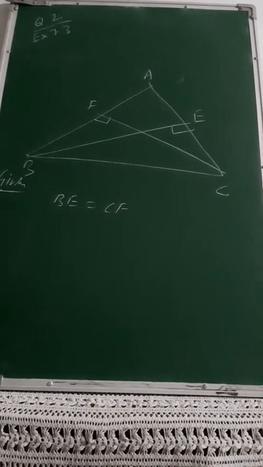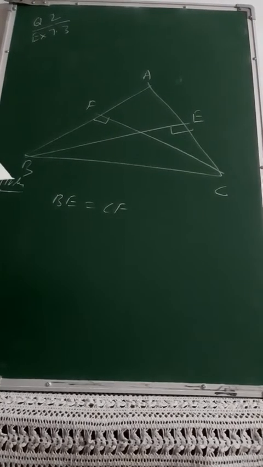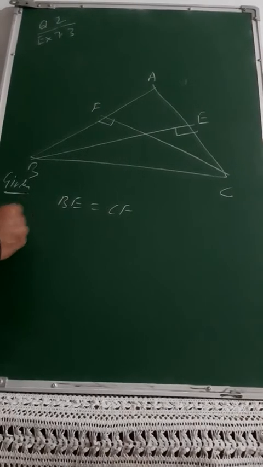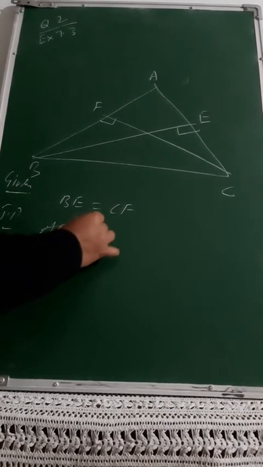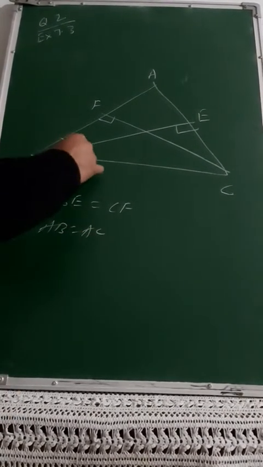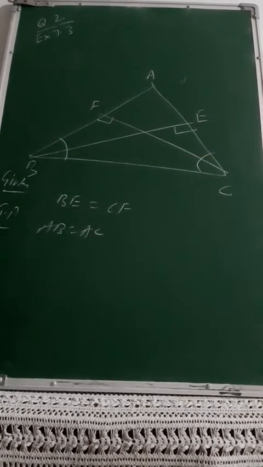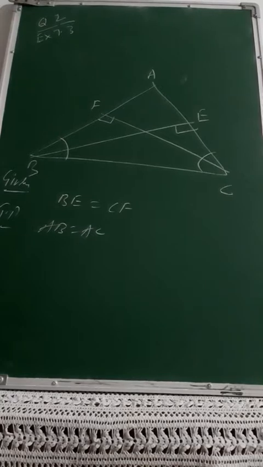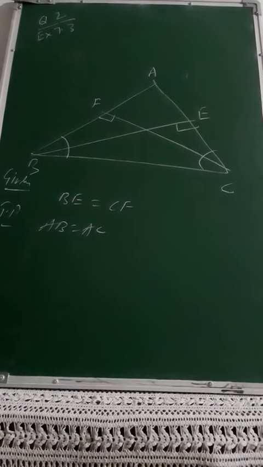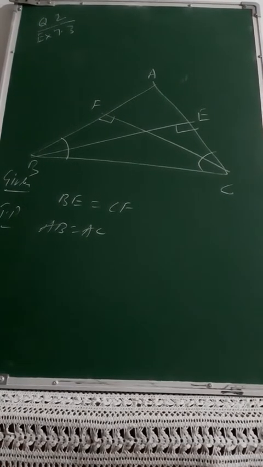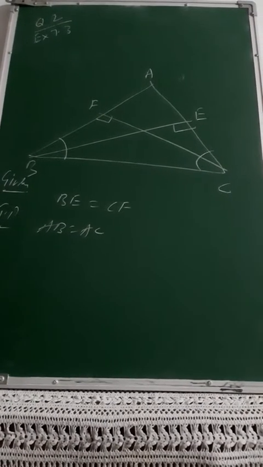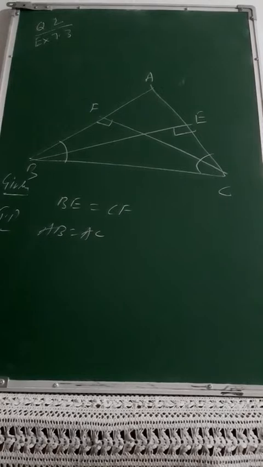Using RHS, this is the condition. Prove that triangle ABC is isosceles. Prove, can I say AB is equal to AC? Means somewhere I'm talking about this angle and this angle. If I can prove they are equal, then comfortably by the converse of the property of the isosceles triangle, I will reach that AB is equal to AC. Once the base angles are equal, the sides opposite to those angles are also equal.